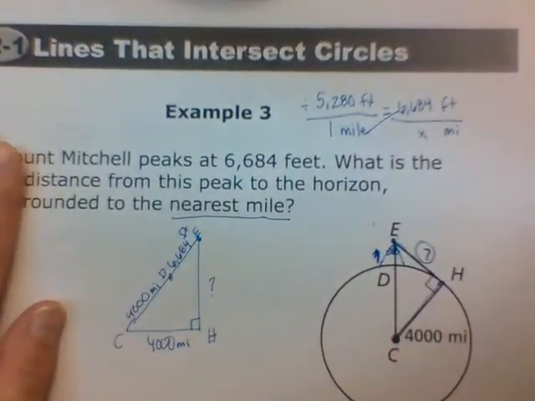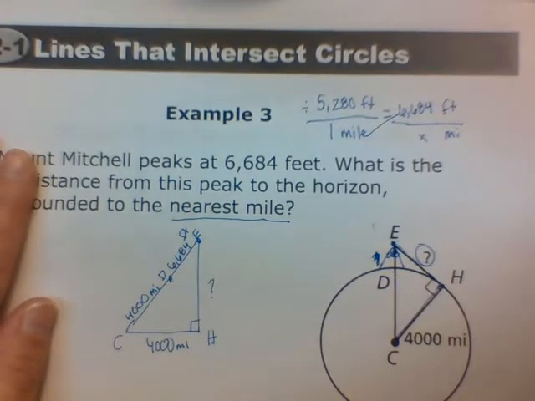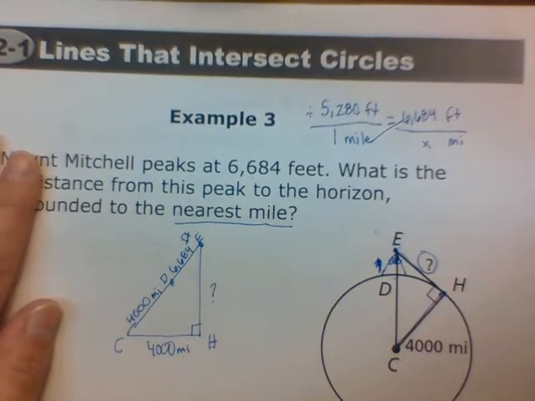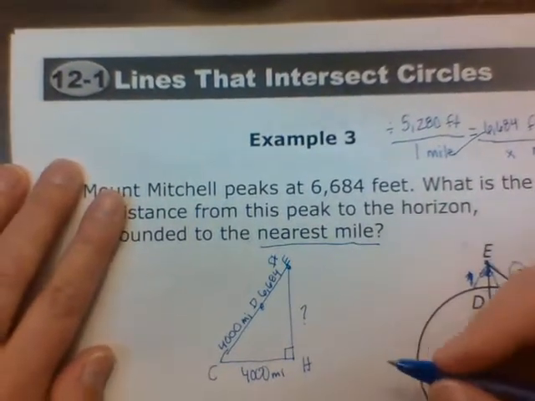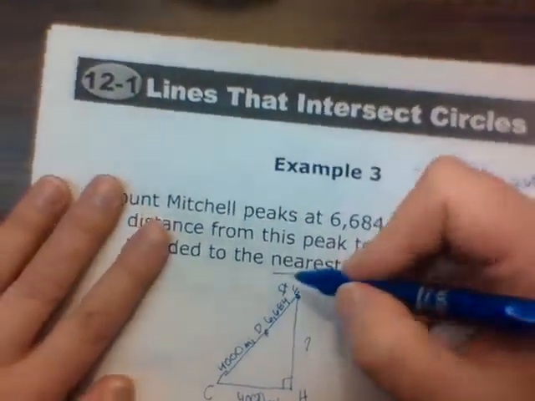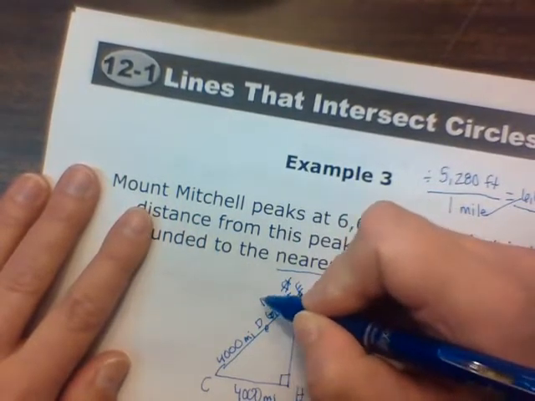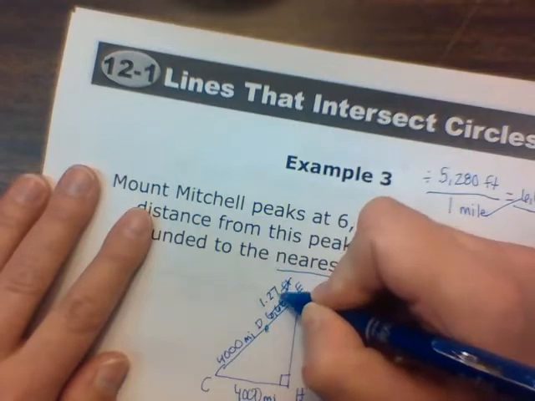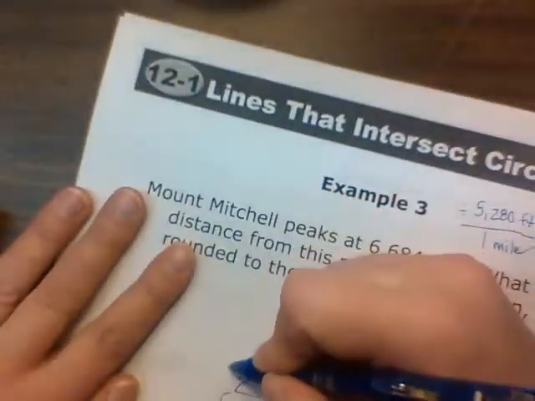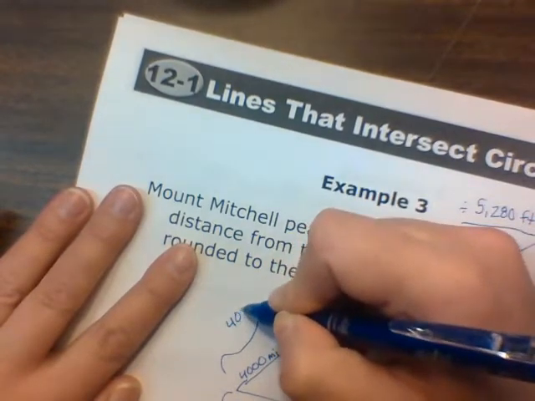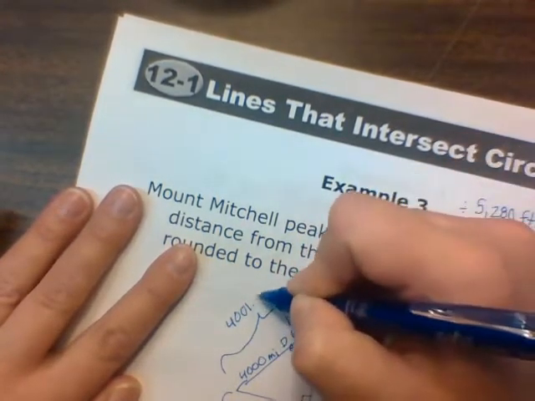And so some of you probably already did that knowing it, but it is nice to know why you would have divided versus multiplied by 5,280. So we take that and divide, and apparently we get 1.27. So instead of 6,684 feet, it's 1.27 miles. So in that case, this entire length of the hypotenuse is 4,001.27 miles.